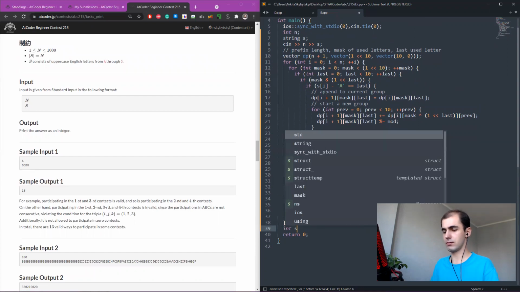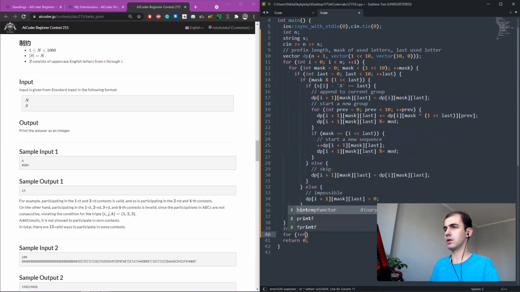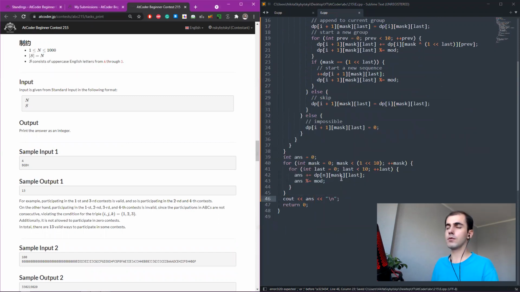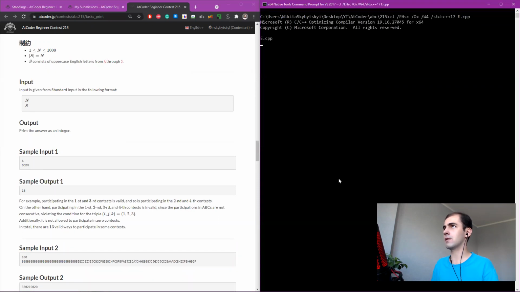We also need to combine the answers somehow. What I guess we can do is we loop over all values of mask. Okay, like increase mask, we loop over all values of last. Answer gets incremented by dp at mask, last. And answer gets modded. Hopefully that works as intended. To be honest, I have no idea.